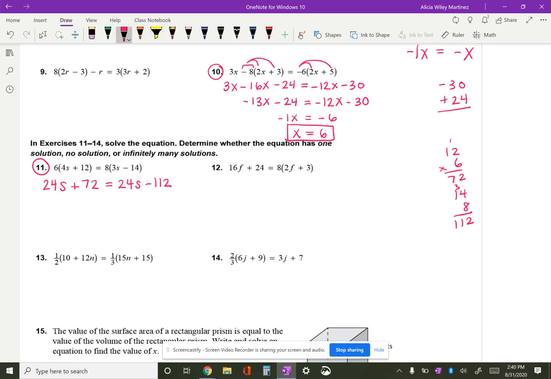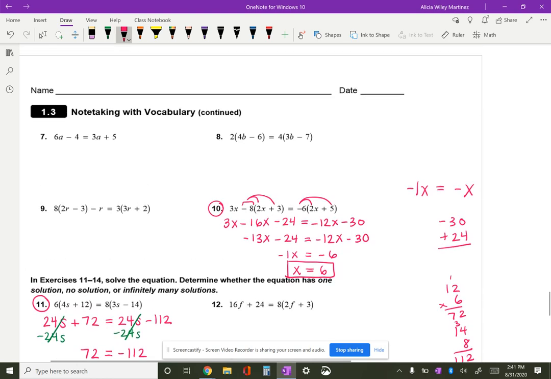When I subtract 24s on both sides, like so, this is going to cancel out to 0, and this is also going to cancel out to 0, leaving me with 72 equals -112. Notice that all of my variables have canceled out.